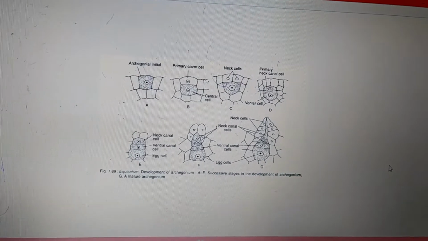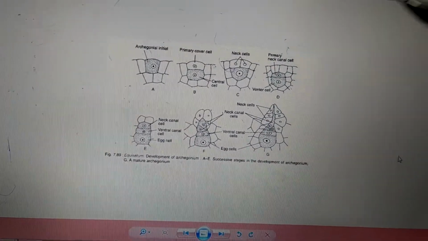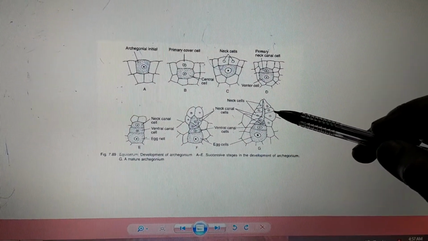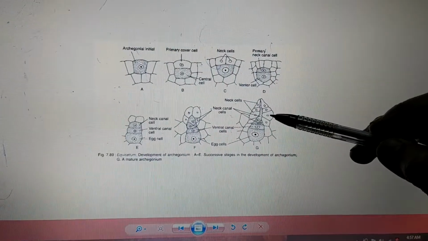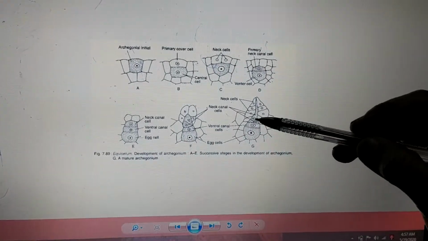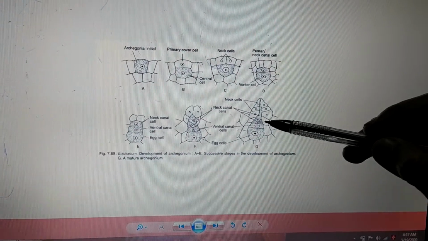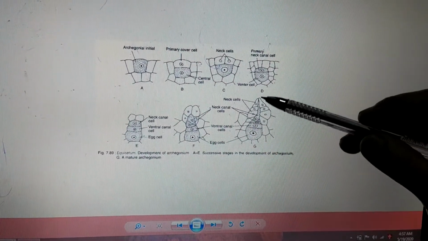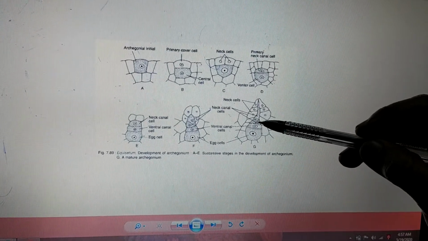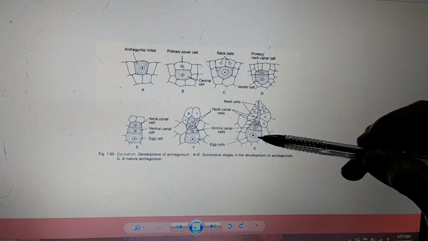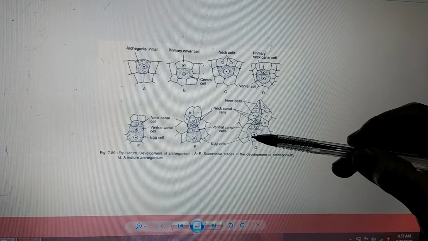So in the mature archegonium, we have an elongated tube-like structure called the neck, which is made up of 4 tiers of cells, 4 vertical rows of cells, and downwardly there is an expanded flask-like structure called a venter. In this venter, what is arranged is 2 neck canal cells, followed by one ventral canal cell and one egg cell, the mature egg cell.